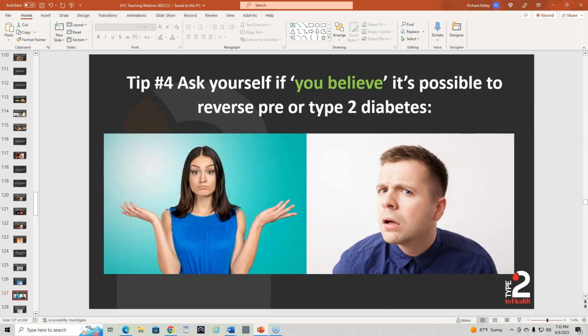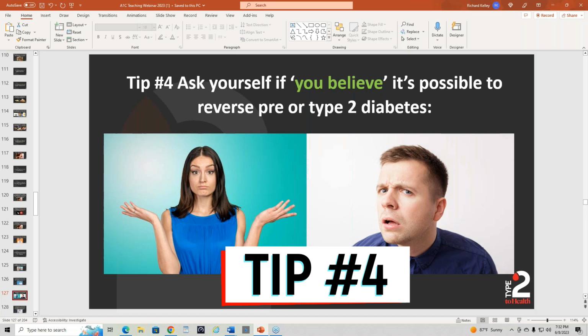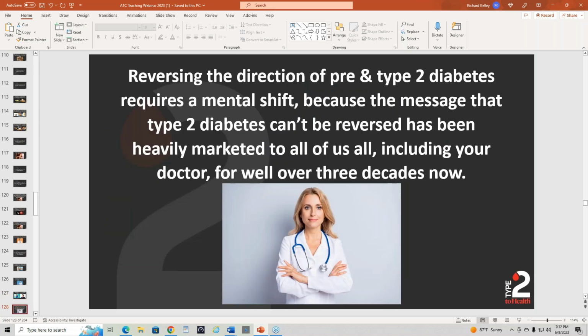And so tip number 4, ask yourself if you believe it's possible to reverse pre or type 2 diabetes. The fact is that reversing the direction of pre and type 2 diabetes requires a mental shift, because the message that type 2 diabetes can't be reversed has been heavily marketed to all of us, including your doctor, for well over 3 decades. And we have been taught this in medical school. But that has all begun to change as people are challenging the concept that type 2 diabetes and pre-diabetes can't be reversed.